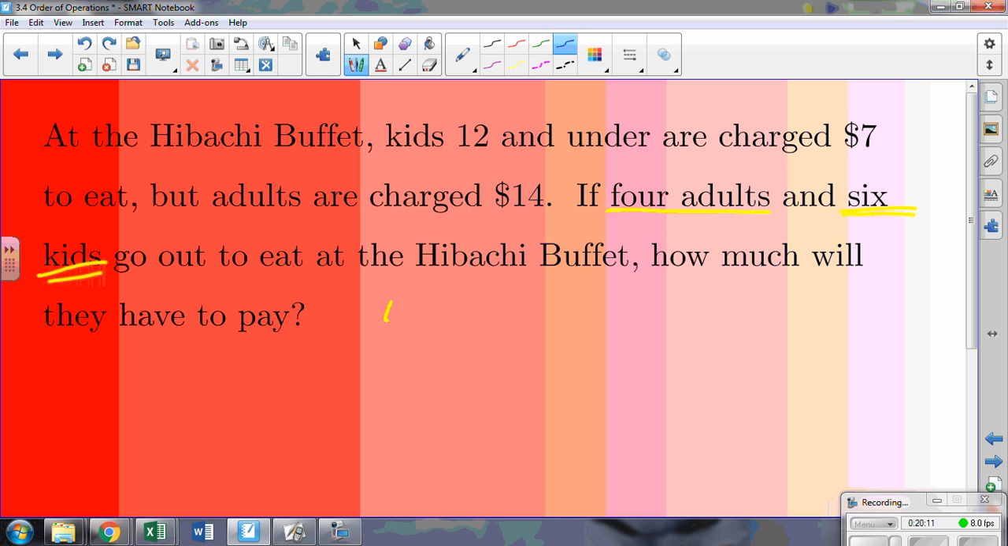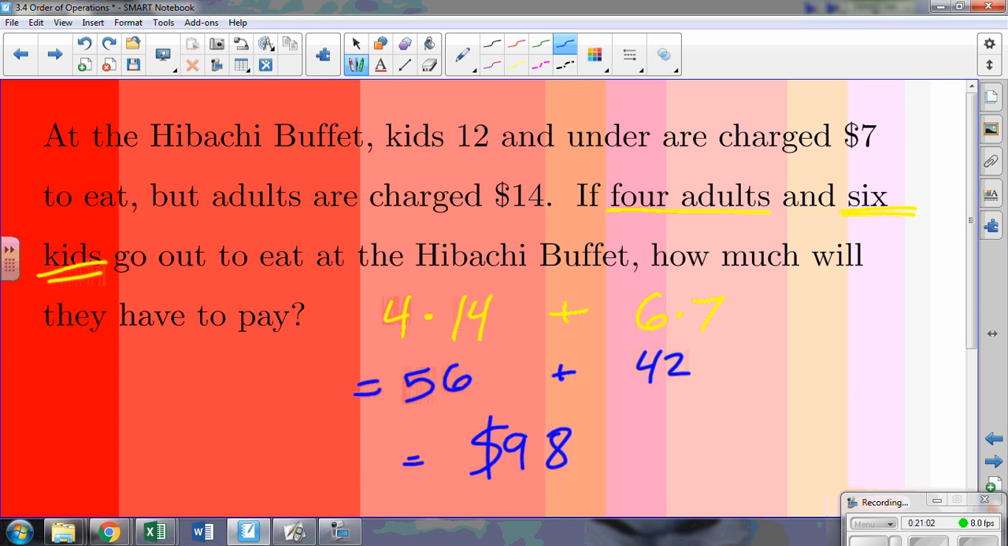Well, this is what we could recognize. 4 adults have to pay $14 each. 4 times 14. And you have to add in the price that the kids pay. Okay, so there are 6 kids who pay $7 each. We can build an expression, and now we have to evaluate it. 4 times 14 would equal 56. 6 times 7 is 42. And 56 plus 42, adding those together, we get 98. So, if you choose to go out to the hibachi buffet with 4 adults and 6 kids, a party of these 10 people are going to cost you 98 bucks to go out to eat.